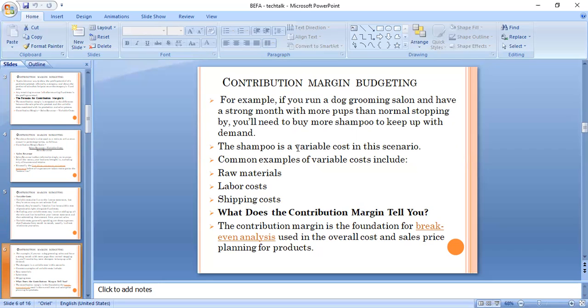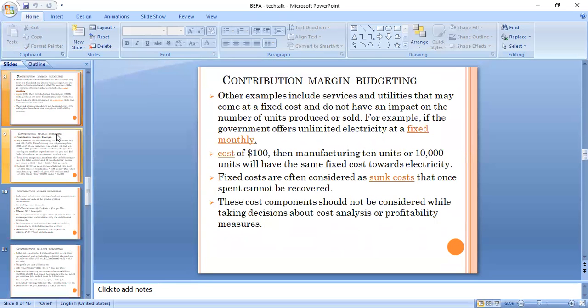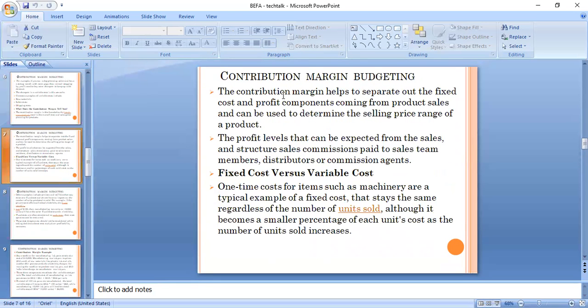What does the contribution margin tell you? The contribution margin is the foundation for break-even analysis used in the overall cost and sales price planning for products. The contribution margin helps to separate out the fixed costs and profit components coming from product sales and can be used to determine the selling price range of a product, the profit levels that can be expected from the sales, and to structure sales commission paid to sales team members, distributors, or commission agents.